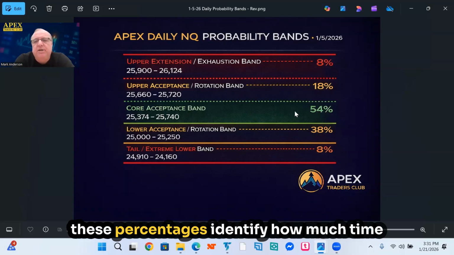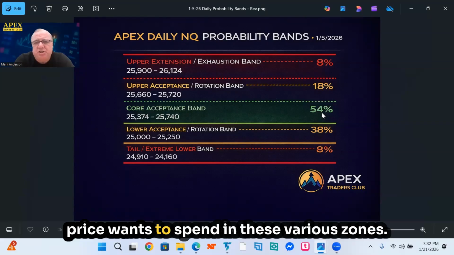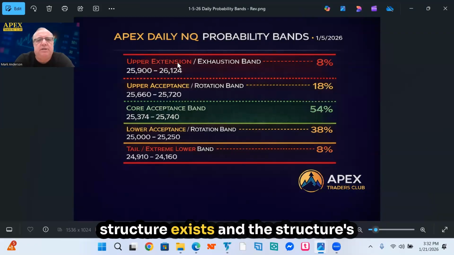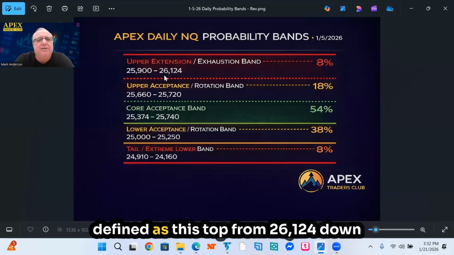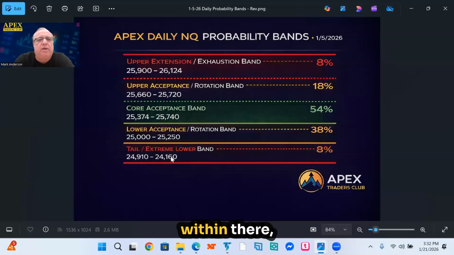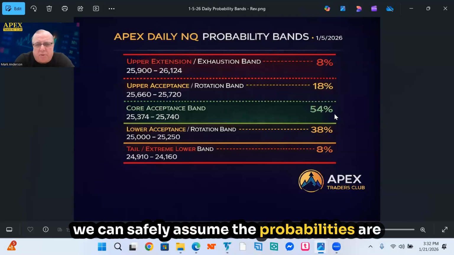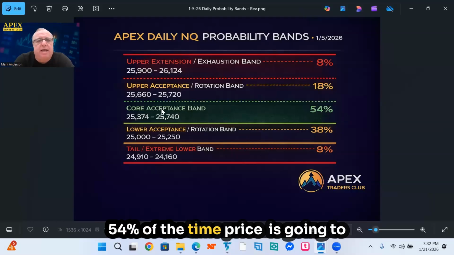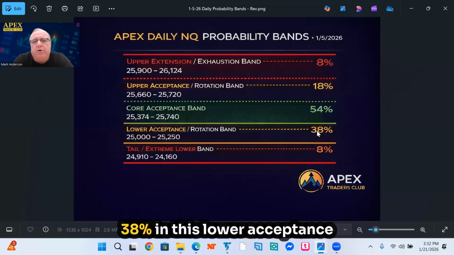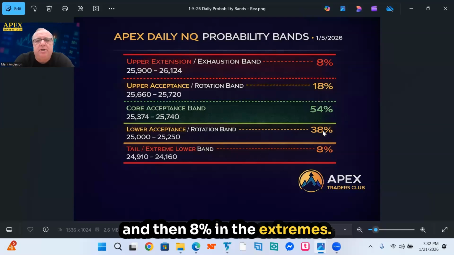These percentages identify how much time price wants to spend in these various zones. So as we can see here, as long as the structure exists, and the structure is defined as this top from 26,124 down to the bottom of 24,160, as long as we're trading within there, we can safely assume the probabilities are 54% of the time it's going to want to trade here, 18% in this zone, 38% in this lower acceptance, and then 8% in the extremes.